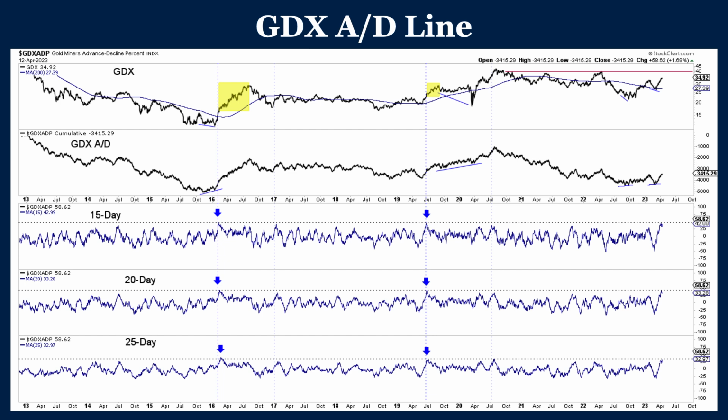I like to look at the 15-day performance of the advanced decline line, also the 20-day and 25-day. I threw in the 20-day, so there's a third indicator there. We have GDX at the top, the advanced decline line right below, and then the rate of change for the advanced decline line over 3 different periods.